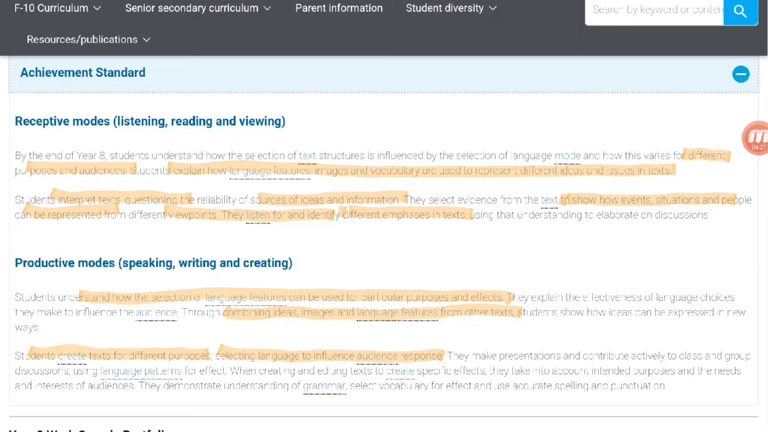When creating and editing text to create specific effects, students take into account intended purposes, absolutely always, and the needs and interests of audiences. Yes, they're not going to put completely irrelevant things in there. They demonstrate understanding of grammar, select vocabulary for effect, and use accurate spelling and punctuation. Absolutely they will. And we have already established that we need to explicitly teach those skills. All right, so that's step 4.